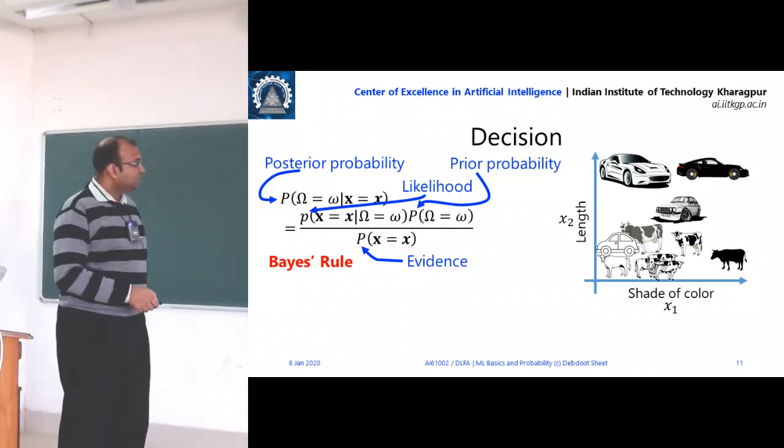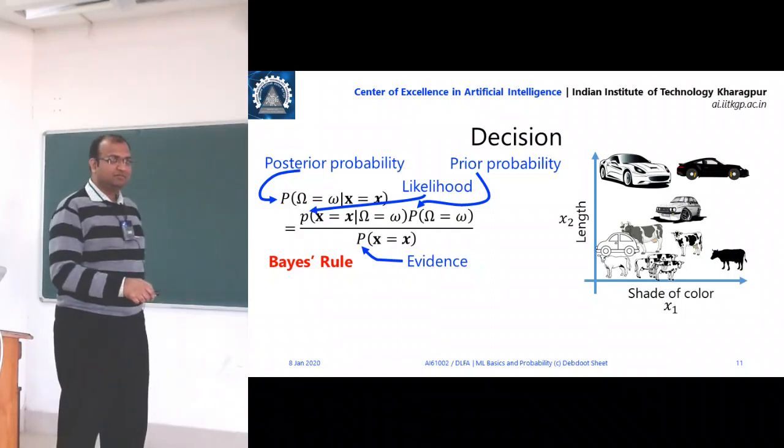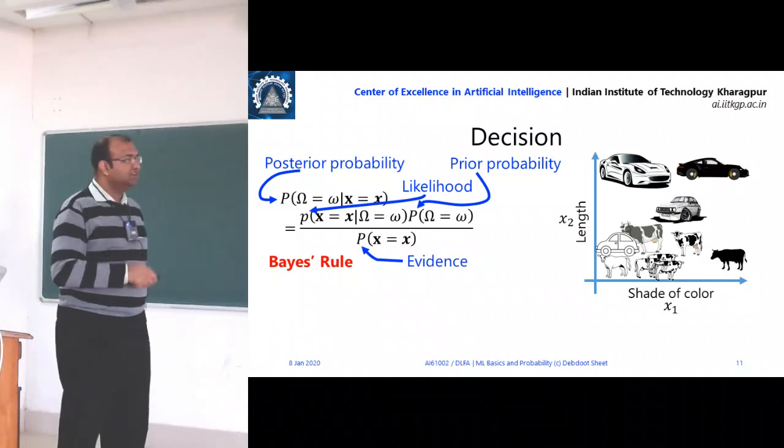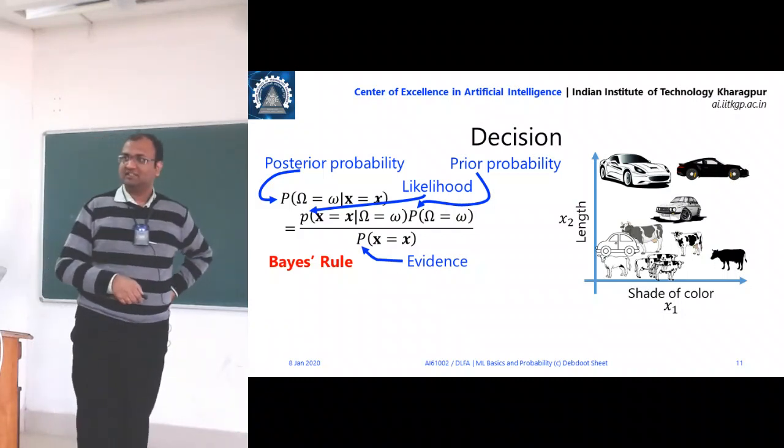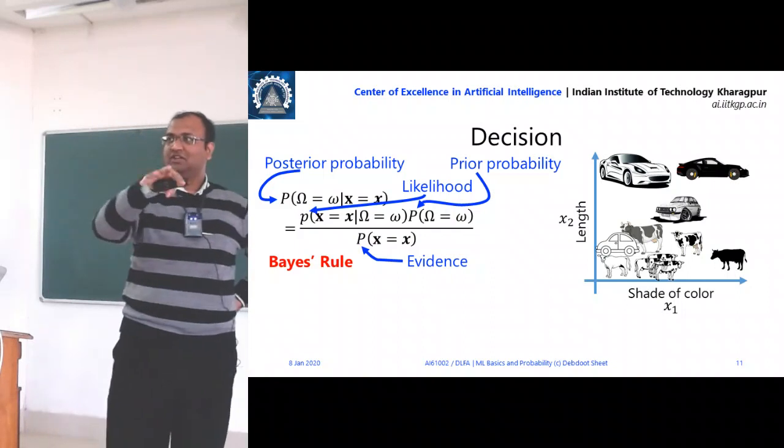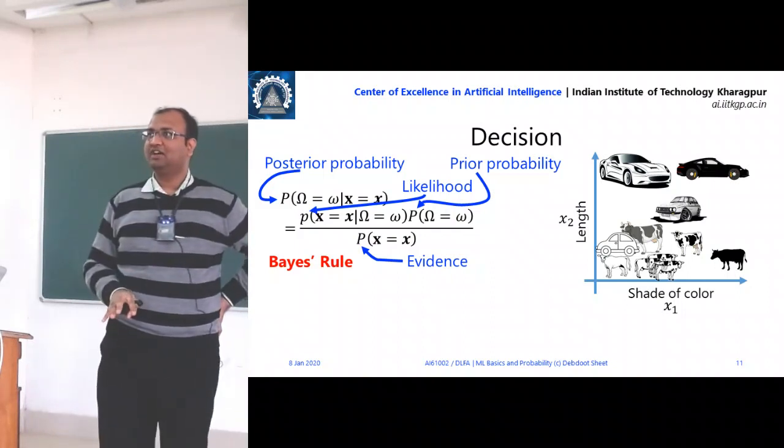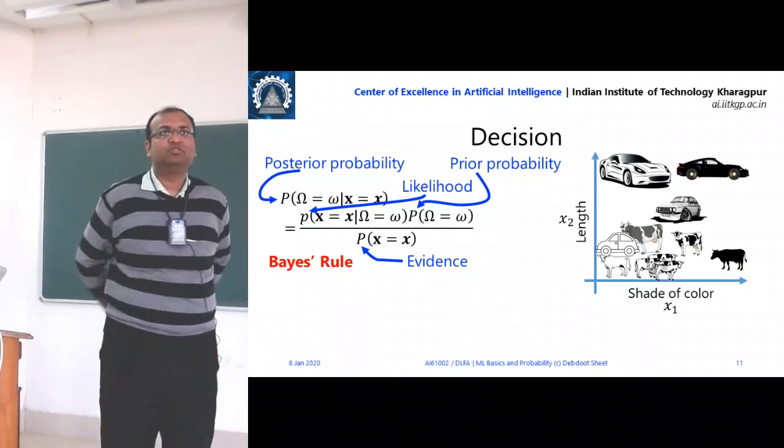Now can I use this information and this whole thing in order to come to a decision of, in what measurements would there always be a cow and in what measurements would there always be a car?